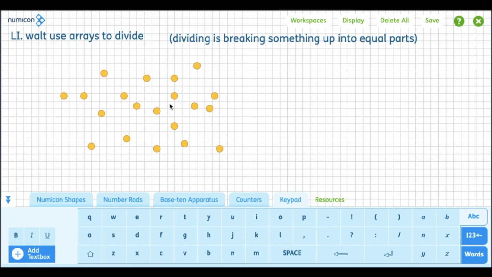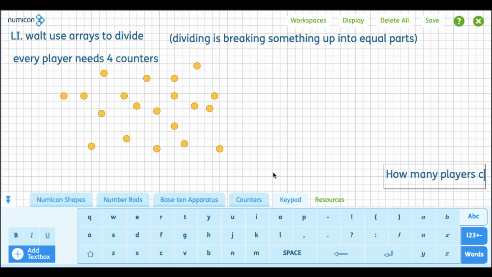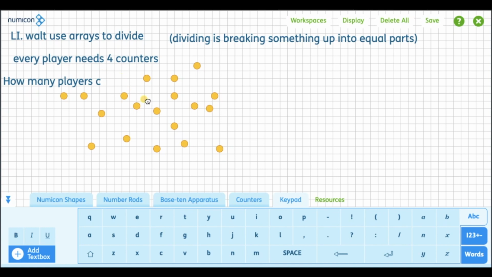Now, let's have a think today. We are going to play a game, all right? Now, to play the game, every player needs 4 counters, okay? So every player needs 4 counters. And if that's the case, then how many players can play, considering the counters that we have here, okay? So we're just going to use these counters to help us solve this problem. So how many players can play?